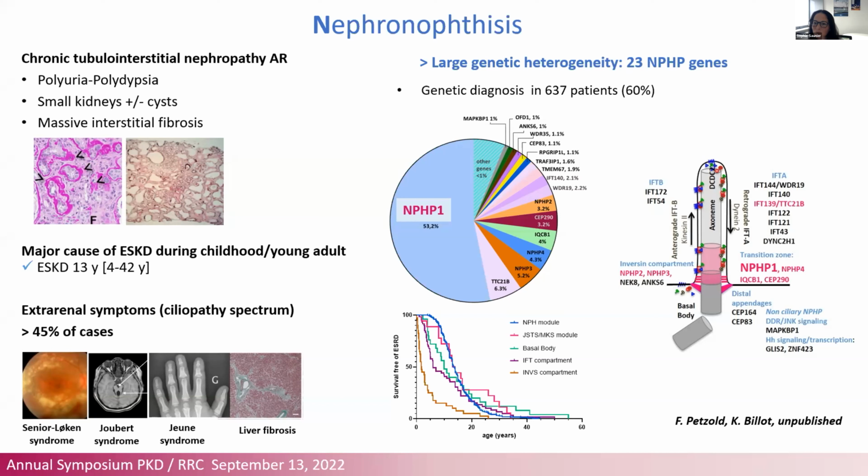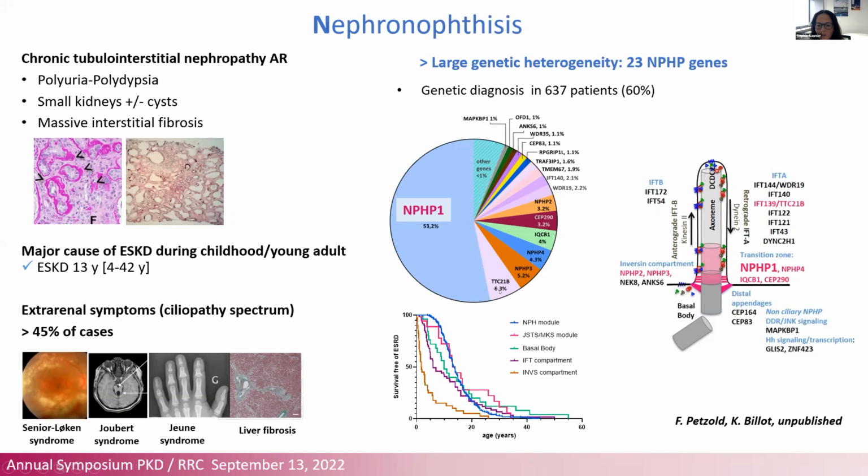Today 23 genes have been identified, and probably more. In the cohort here at Necker, about 1,200 patients and families, we have a molecular diagnosis for 60% of the cases, and you can see that NPHP1 is the major cause of nephronophthisis. This is due to a common deletion that encompasses the gene, which is a frequent event compared to the substitution mutations in the other cases.